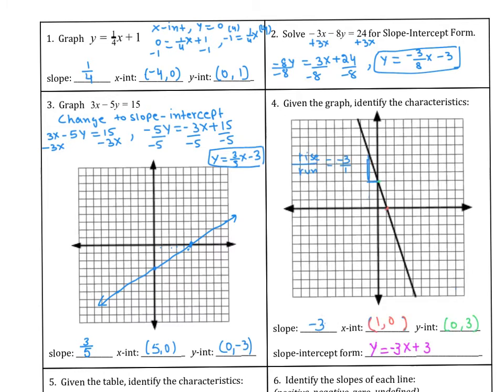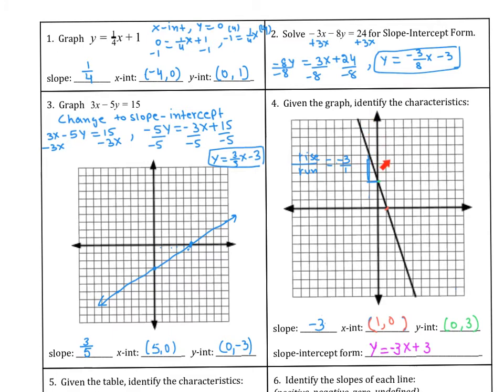For number 4, given the graph, identify the characteristics. So this is the graph that is given. You're going to follow the formula of rise over run to find the slope. So it's going to rise 3 over 1. So the slope is 3 over 1.